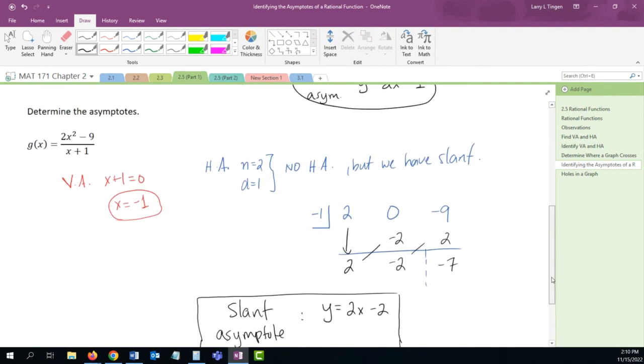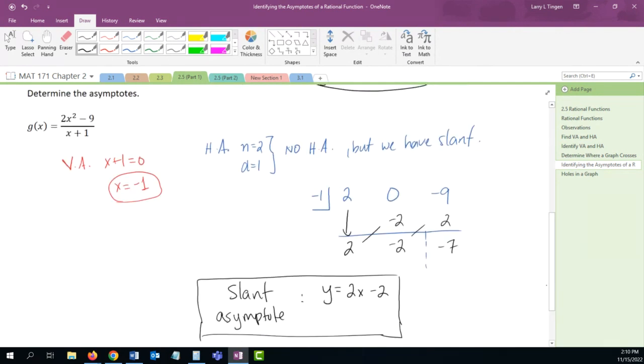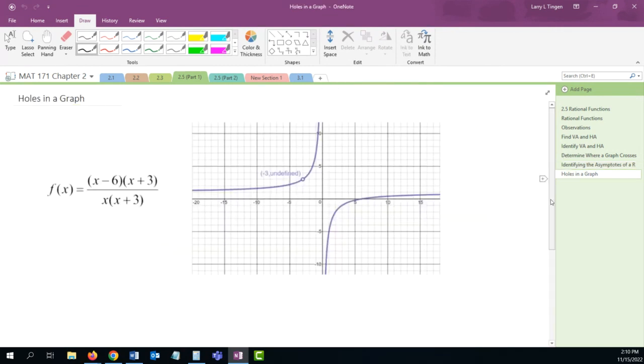All right. Horizontal asymptotes, vertical asymptotes. Now we have talked through slants. Last thing, and I know we only have a few minutes, but let's talk about that hole in the graph.